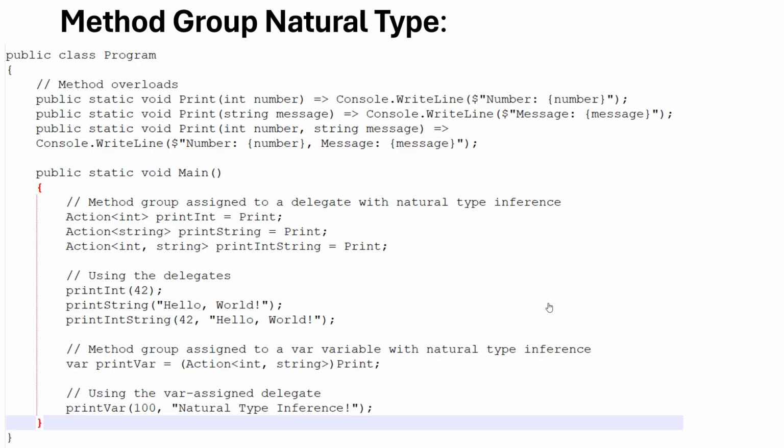The compiler infers the natural type based on the delegate type, Action of int. You can see in the method group, Print, we assign the print method to the print delegate. The second one assigns the print method to the print string delegate. And the last one assigns the print method to the print int string delegate. So that is how the delegates are assigned a method.